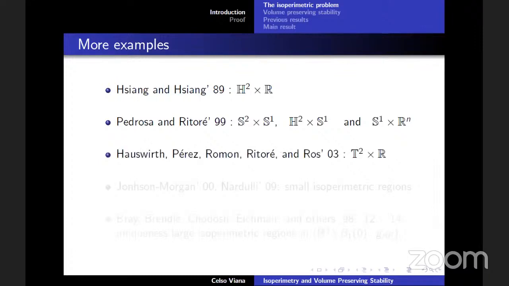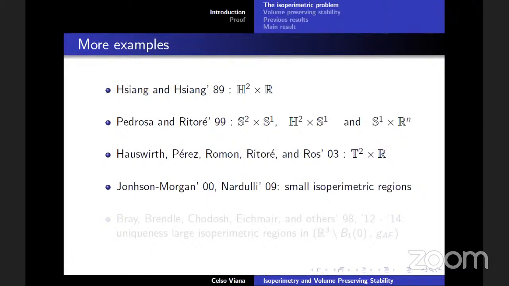So we also have some interesting results in flat spaces, three-dimensional flat spaces. The problem is not completely solved there, but we have great progress there. And if you are looking at the general case, we have a work of Johnson and Morgan, and also an important work by Nardulli, which concerns small isoperimetric regions in Riemannian manifolds, right?